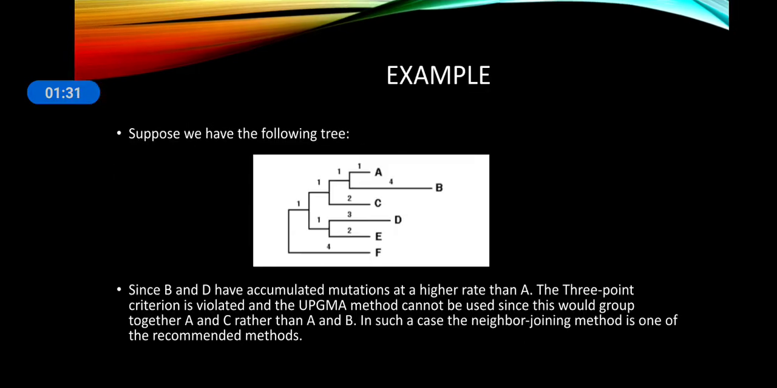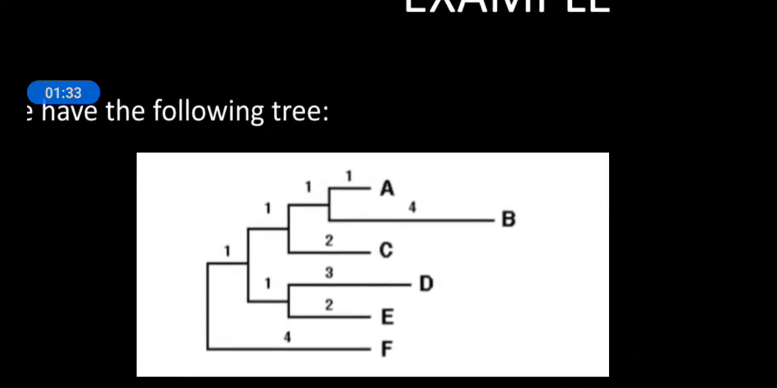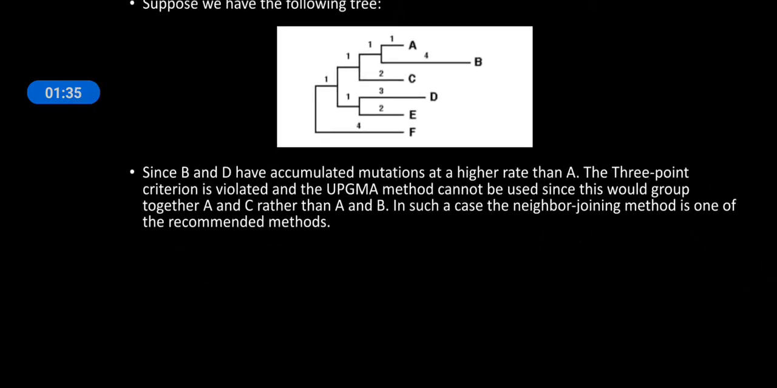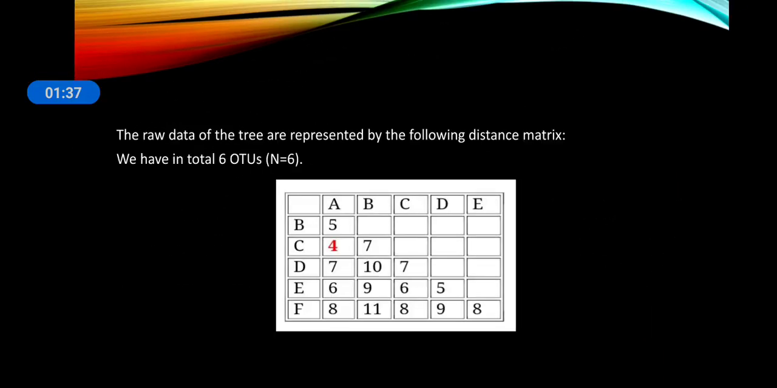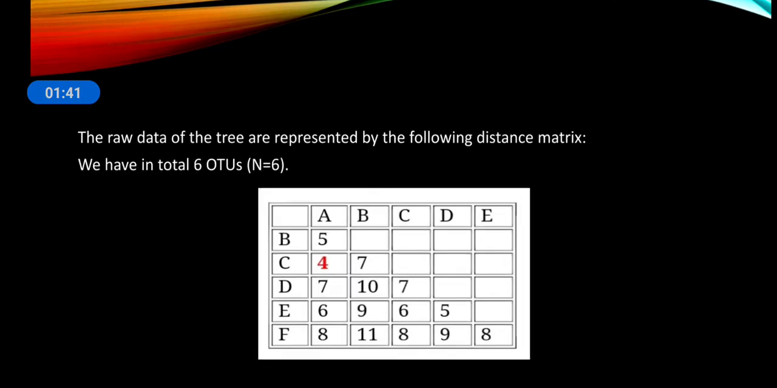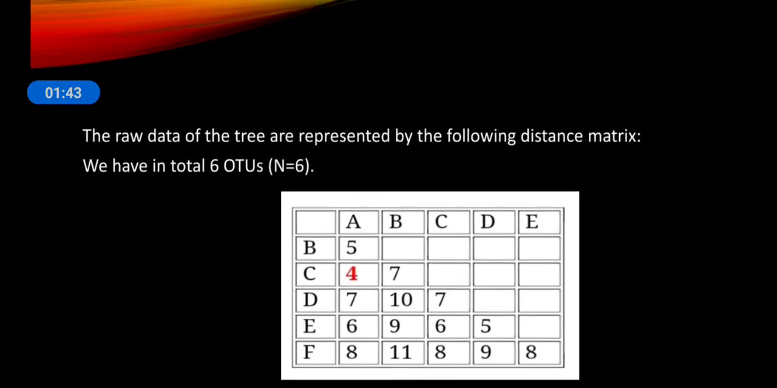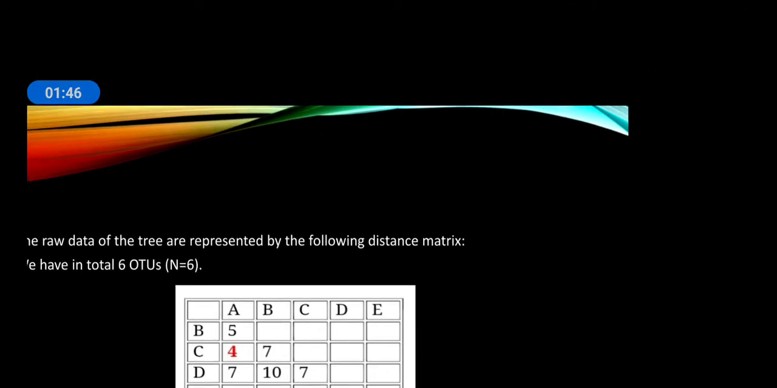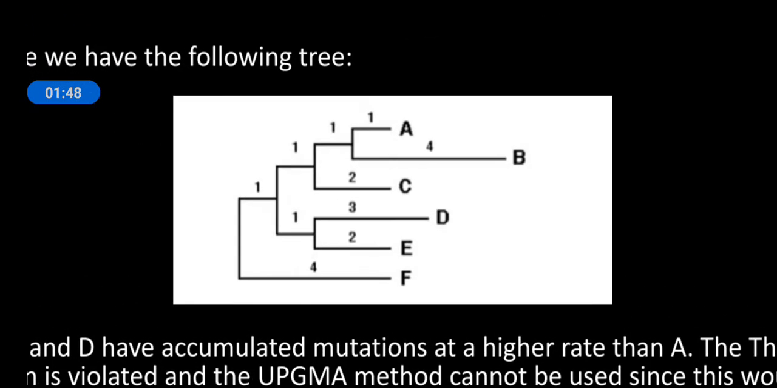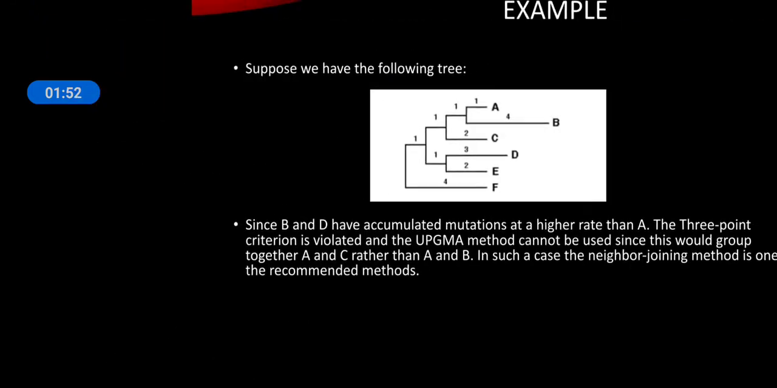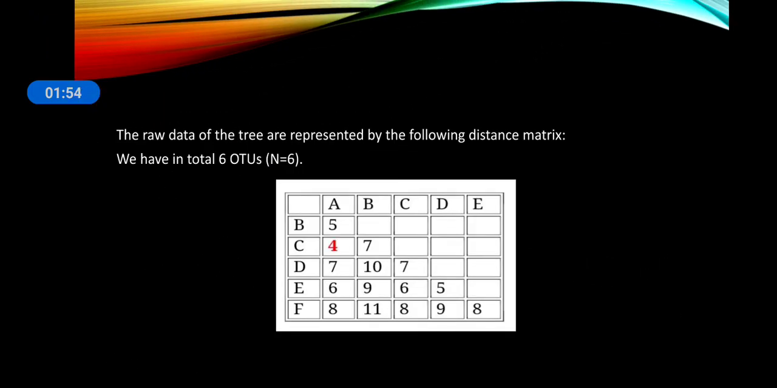if you calculate between A and B, there is 4 plus 1, 5. The branch length is 5, so you put 5 there. Now between A and C, you have to count from this tree. So 1 plus 1 plus 2, that is 4. So the distance is 4. Likewise, you have to fill the matrix.